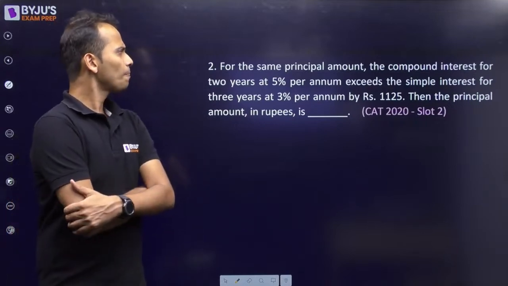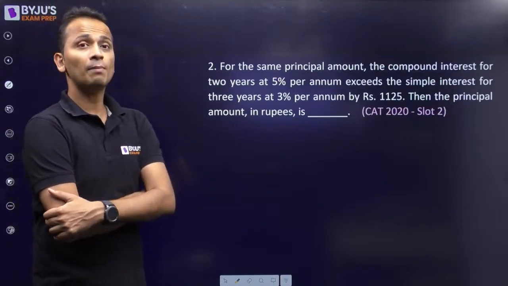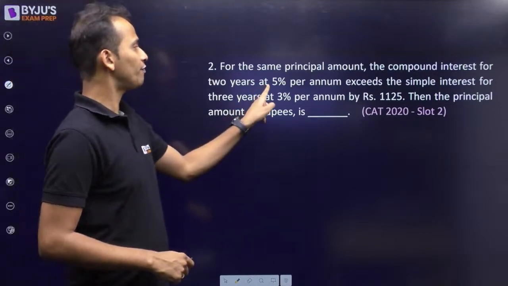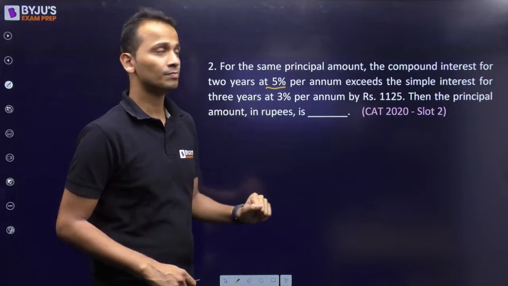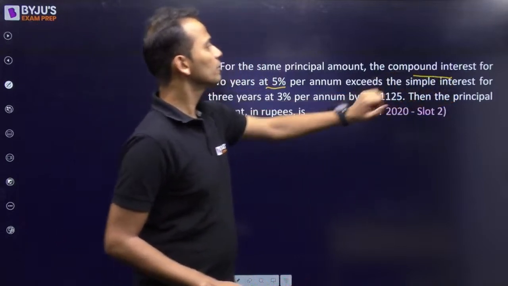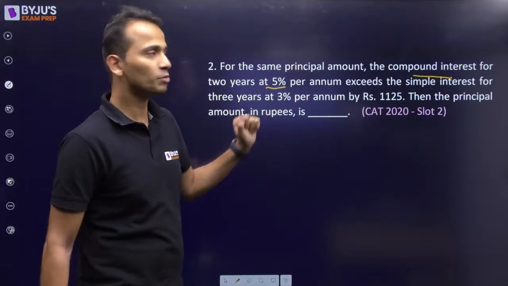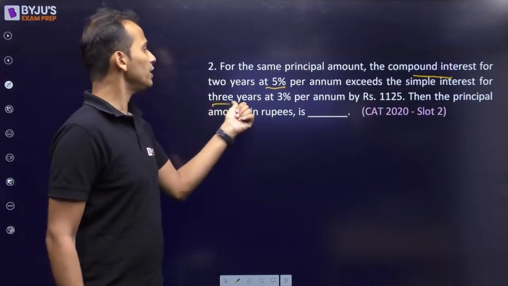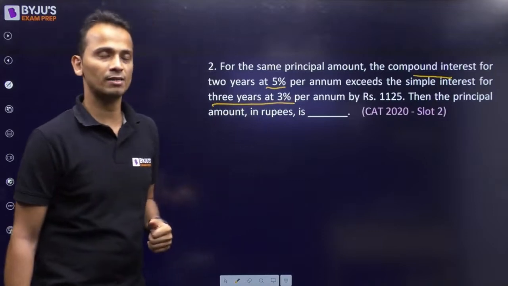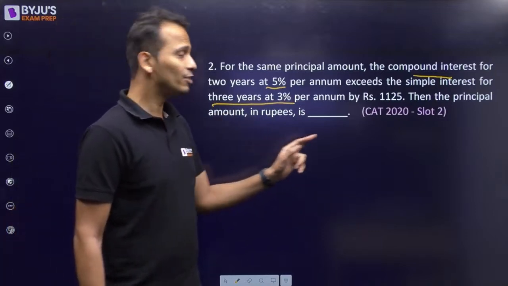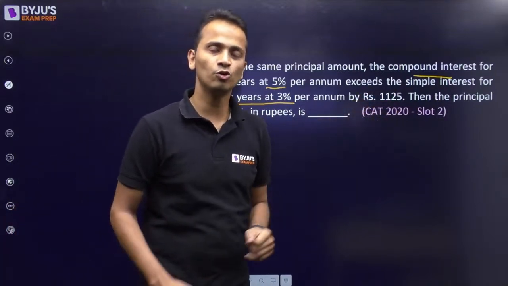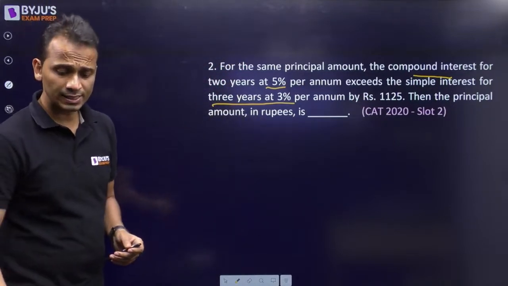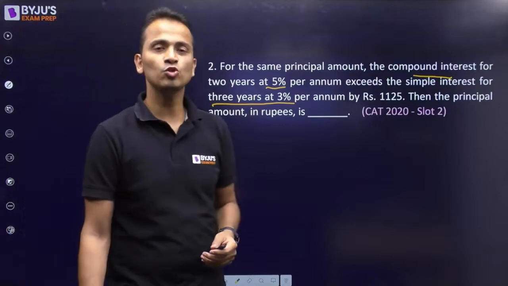Now, question number 2, for the same principal amount, the compound interest for 2 years at 5% per annum exceeds the simple interest for 3 years at 3% per annum. By what value? By 1,125. So you'll have to calculate the principal. And this is the actual question of CAT 2020 slot number 2.